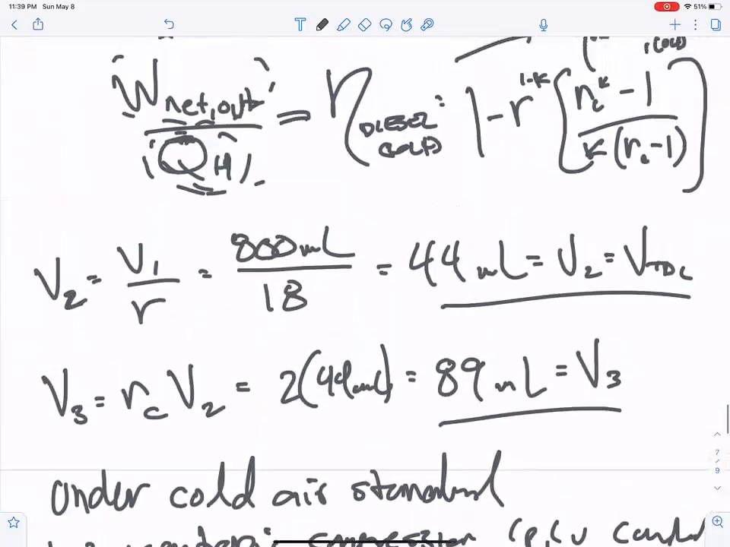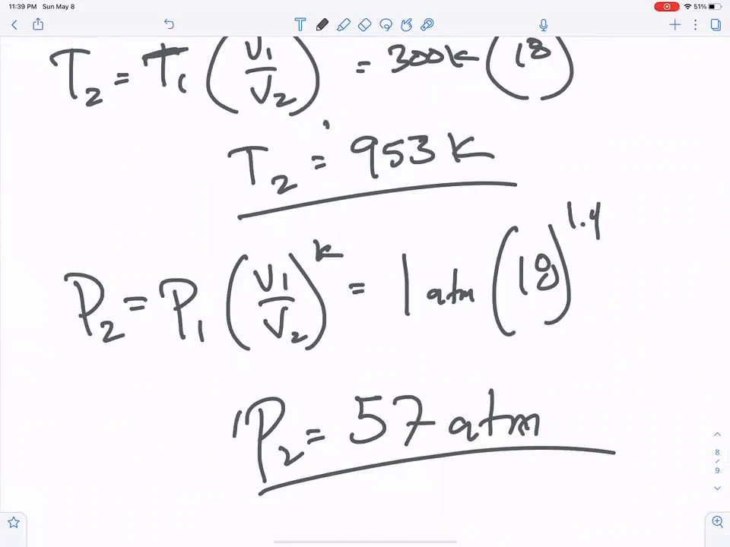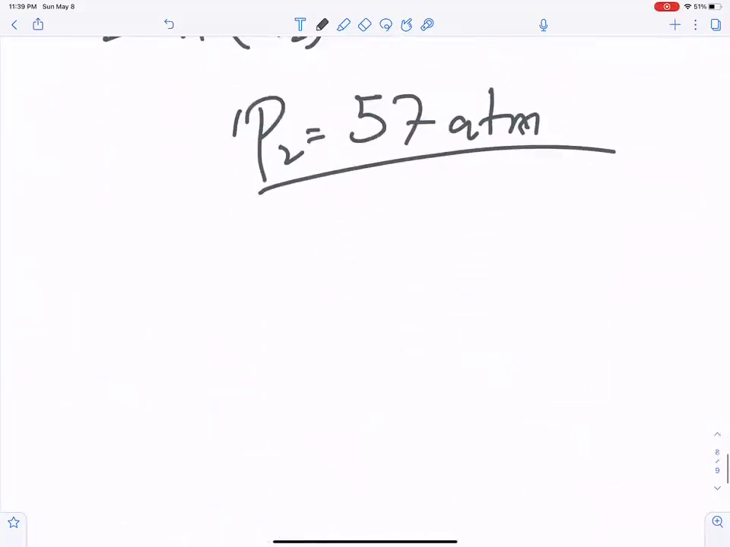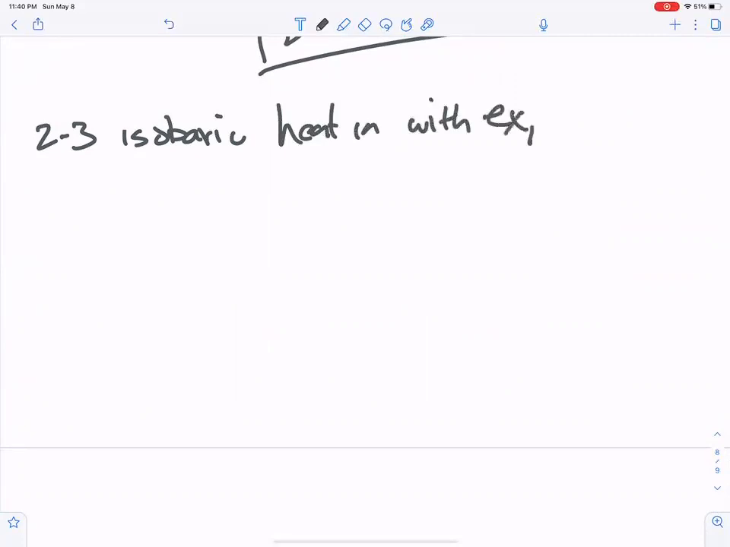We found the volume of state 2, temperature of state 2, pressure of state 2. So volume of state 3 we found from cutoff ratio. Now we have to find another way to find the pressure and temperature. So from 2 to 3, it's an isobaric heat in with expansion. What that means is the pressure stays the same, but the volume increases and the temperature increases with the heat in. So we'll just use the ideal gas law.